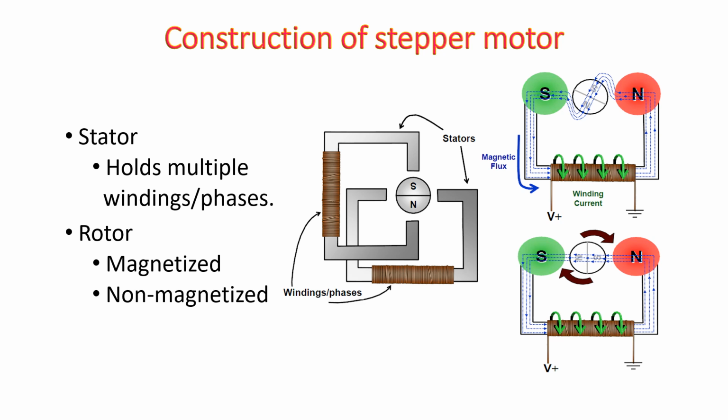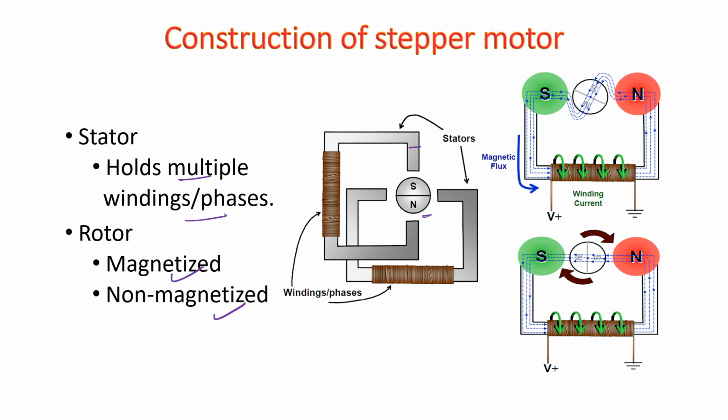So in this we have stators and then rotors. When the stator is energized, accordingly the rotor will also be energized, so there is a motion. The stator has multiple windings. The rotor is magnetized or not magnetized based on the power supply given to the windings.